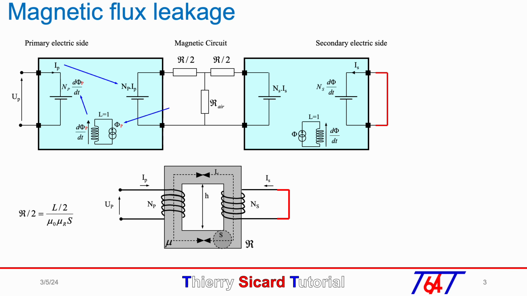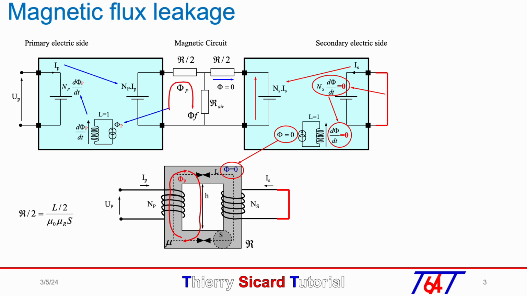If we short the secondary, dφ/dt equals 0. φ equals also 0, so the NSIS voltage source will force a voltage on the magnetic circuit to get the magnetic flux to be 0 in the secondary magnetic branch. If the magnetic flux is forced to 0 in the secondary coil, the primary coil will see the flux flowing in the air and in half of the magnetic circuit reluctance R over 2.